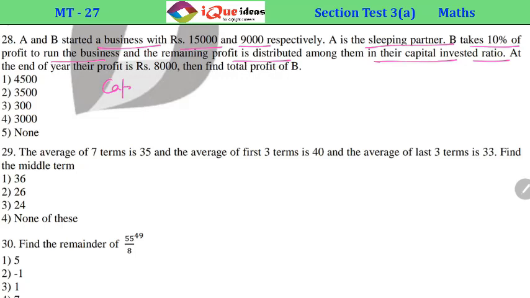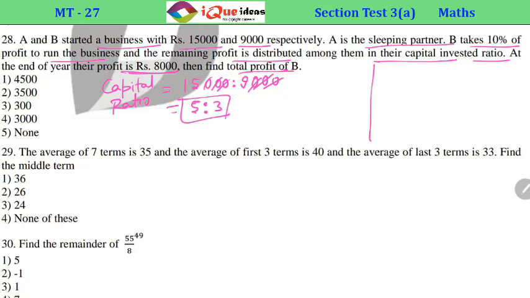So first of all, the capital ratio will be equal to 15,000 is to 9,000. All right, so the 000 is cancelled. 3 cancels 15 five times, so it is 5 is to 3. Now, at the end of the year, the profit is 8,000, and we have to find the total profit of B.